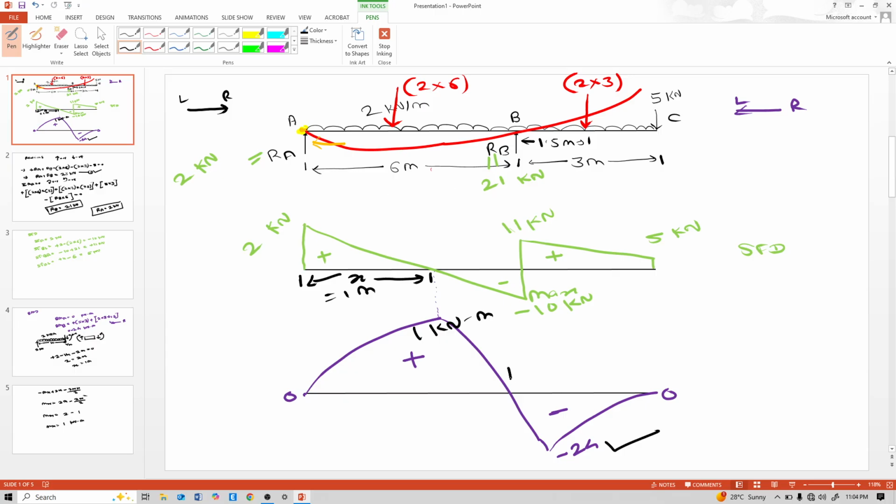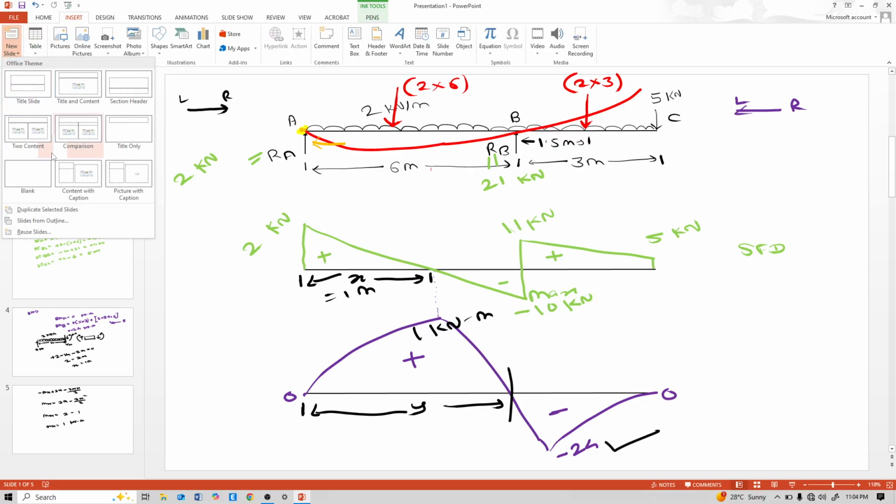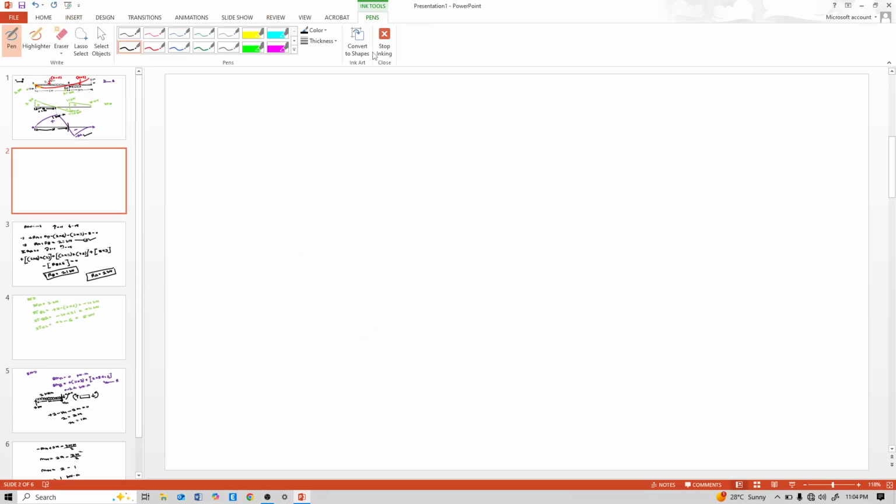See, this is the point of contraflexure where bending moment changes sign. Unit of bending moment is kilonewton meter and unit of SFD is kilonewton. So let's calculate this y distance where the point of contraflexure occurs. So for that, use the bending moment equal to 0 equation.